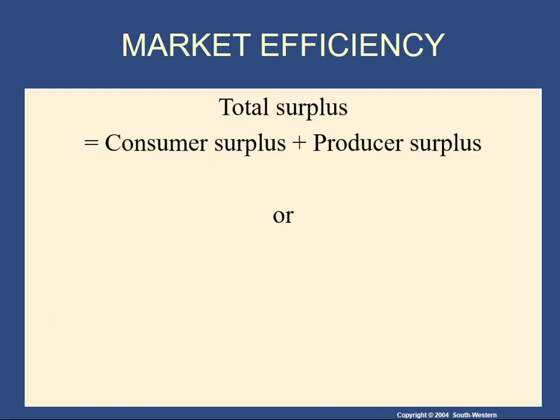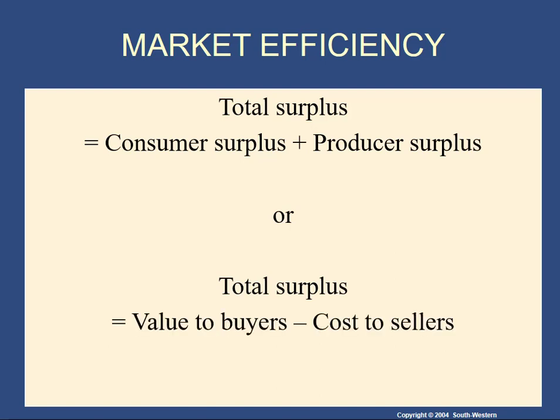So when we're thinking of society as a whole, we're just going to consider those two primary parties, and we're going to assume that there are no third parties that are affected by the transaction. Then we can measure the benefit to society overall by adding up consumer and producer surplus. So total surplus is going to be consumer surplus plus producer surplus. You can also describe total surplus as being the value to the buyers minus the cost to the sellers.